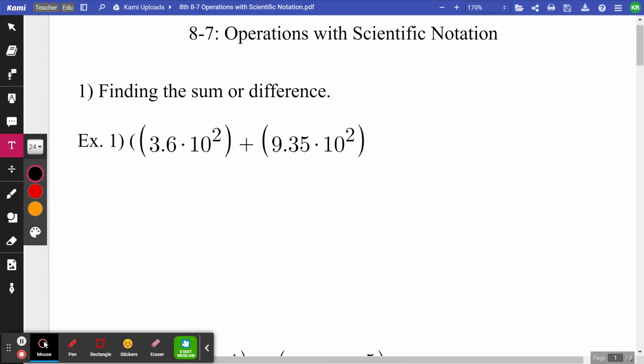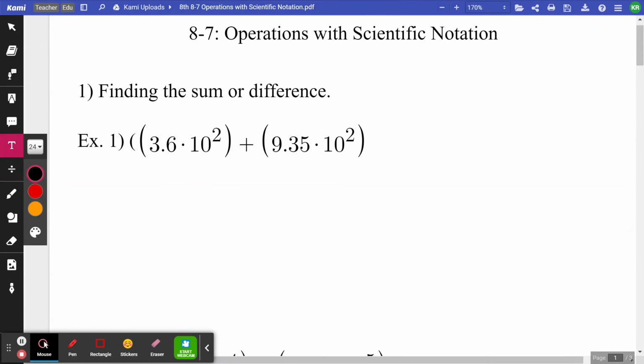This is for 8-7, operations with scientific notation. So we're going to find the sum or difference. For this first example, we're going to find the sum, and we can do this because we have the same power of 10. So we can go ahead and use the distributive property, right?